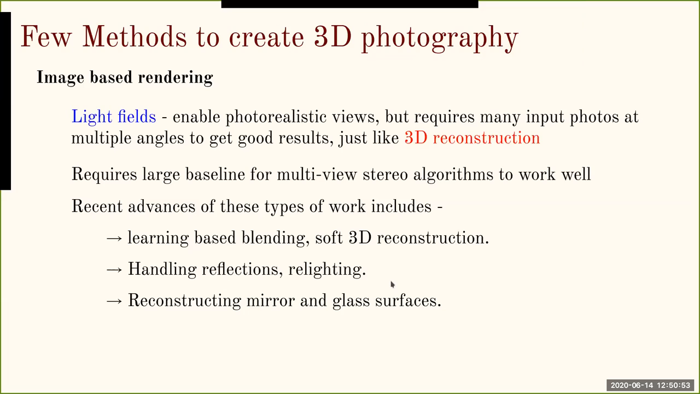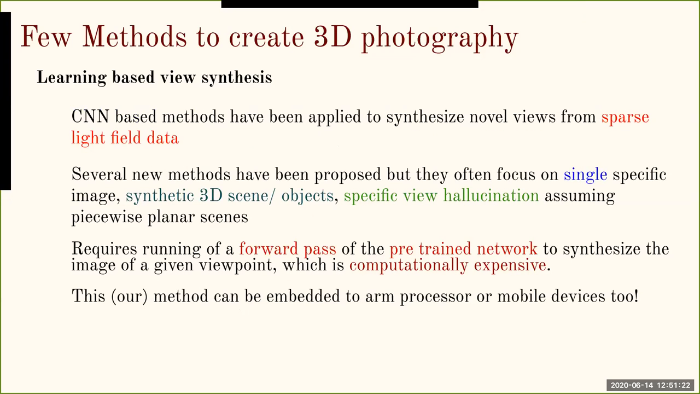Yeah. So I have talked about 3D reconstruction, soft 3D reconstruction, hiding reflections, and reconstructing mirror and glass surfaces. Soft 3D reconstruction can also reconstruct some reflective surfaces, because it uses multiple images, and we can average them out, create a smoothing effect, and create a perceivable notion of 3D geometry. Okay. So we are talking about learning-based view synthesis.